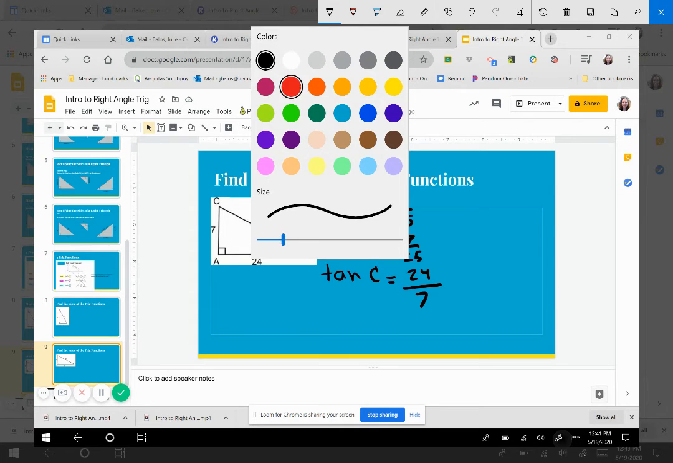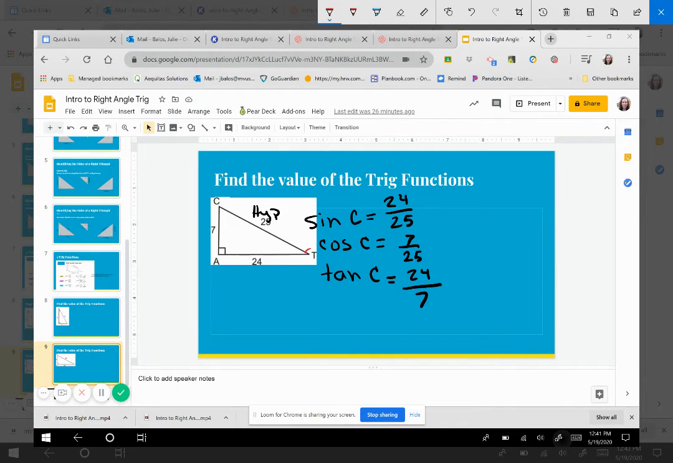So let's use red this time. This time we're looking at t. We want sine of t, cosine of t, and tangent of t. All right? So, hypotenuse is across from the right angle. Opposite this time is going to be across from t because we're trying to find sine and cosine of t. So this one is opposite, and this one is adjacent.